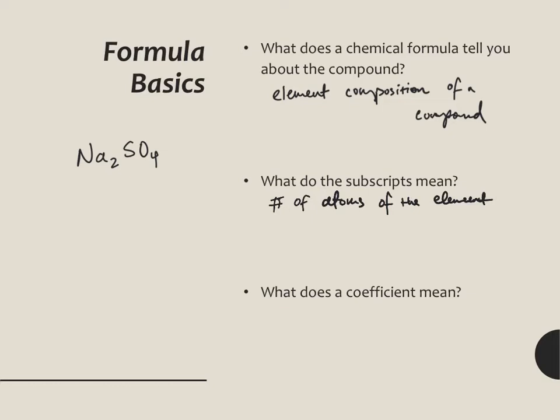Okay. And what does the coefficient mean? So let's say you have a coefficient, and this coefficient is placed right in front. That 2 does not apply only for the Na, it applies to the entire compound. So think of it as a 2 outside of the parentheses. That means we have 2 of the full compounds. So how many atoms you see within one single Na2SO4, you multiply it by 2, because it's saying that we have 2 full compounds right there.